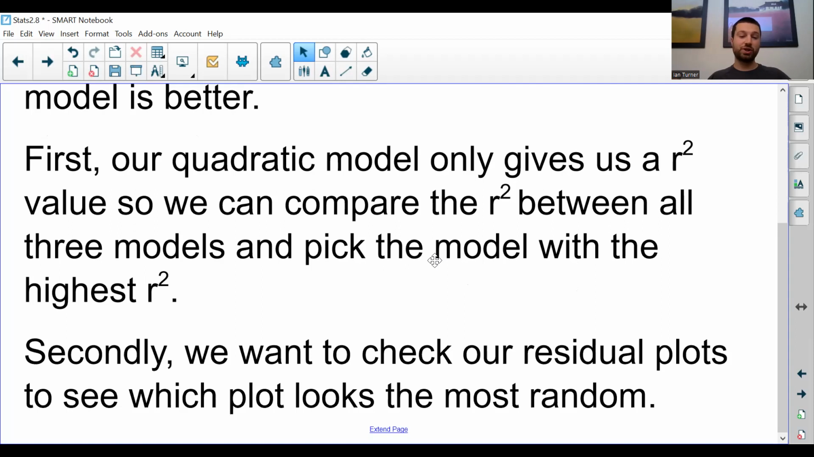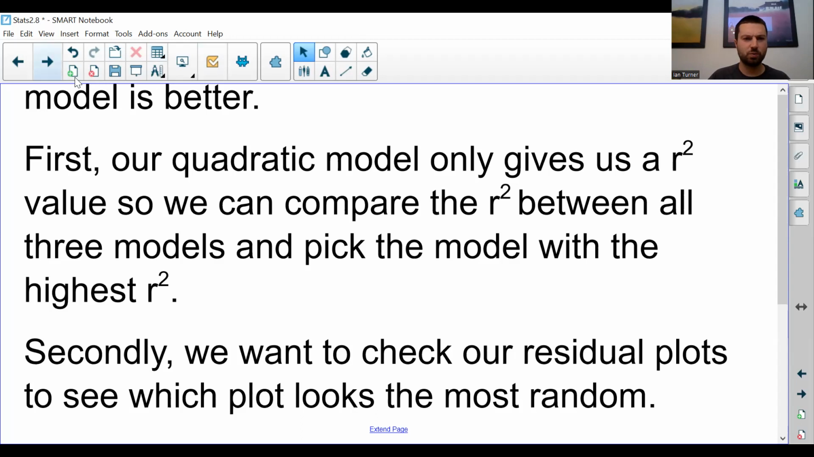Secondly, we want to check the residual plots. So we could check all three residual plots and make sure the one that we pick looks the most random, right? We talked about that last class. Our residual plots are how random the data looks, right? The more random for the residual plot, the better.